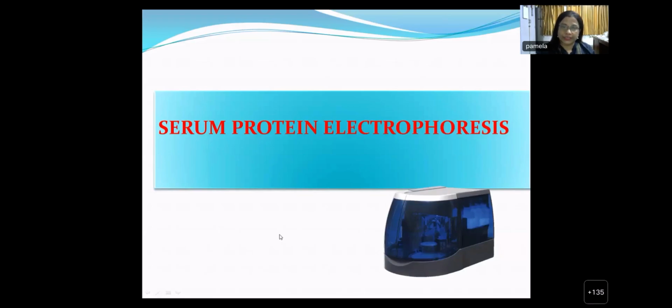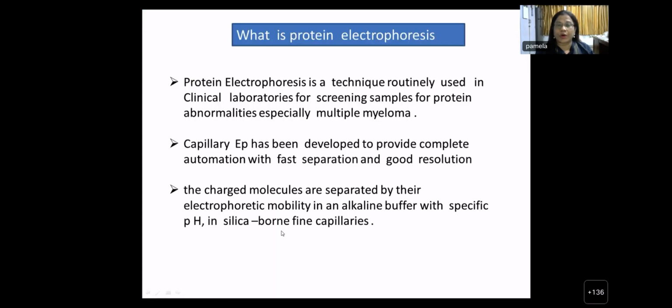So now we come to the technique, serum protein electrophoresis. I will tell you the principle of serum protein electrophoresis, which is done on a capillary electrophoresis system. Basically, protein electrophoresis is a technique routinely used in clinical laboratories for screening samples for protein abnormalities, especially multiple myeloma.